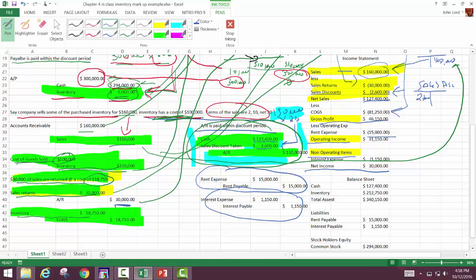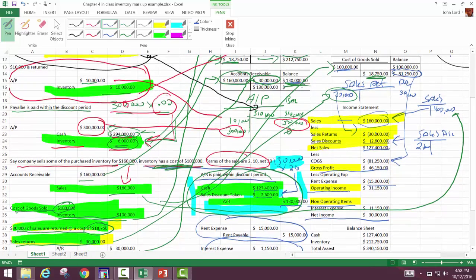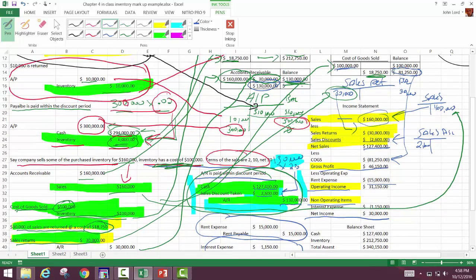Right? And so what happens? My accounts receivable, I'm going to credit for the full 130. If you look at accounts receivable now, it got credited for the full 130. It's now down to 0, right? 160 original. We credited for 30 when he sent that stuff back. We credited for the full 130 when he paid me. I'm going to only receive how much cash?